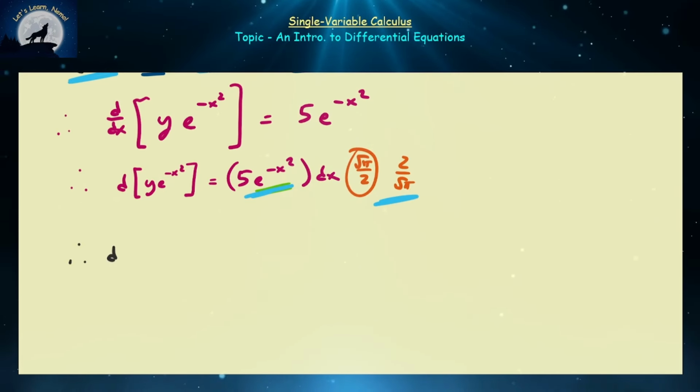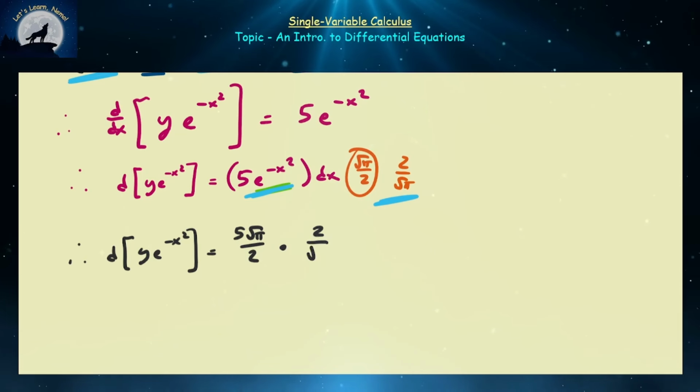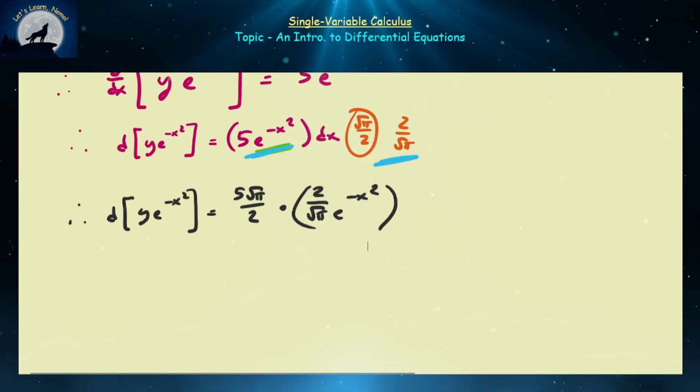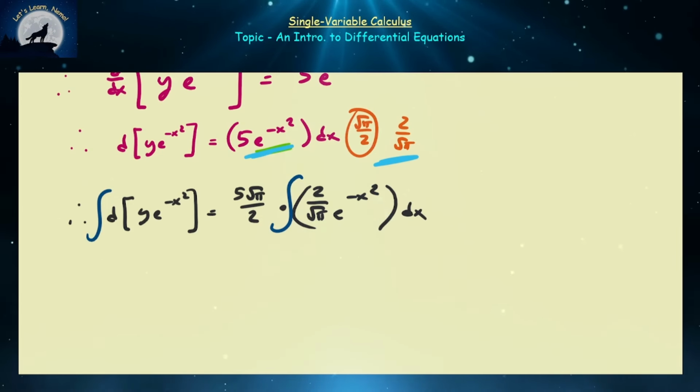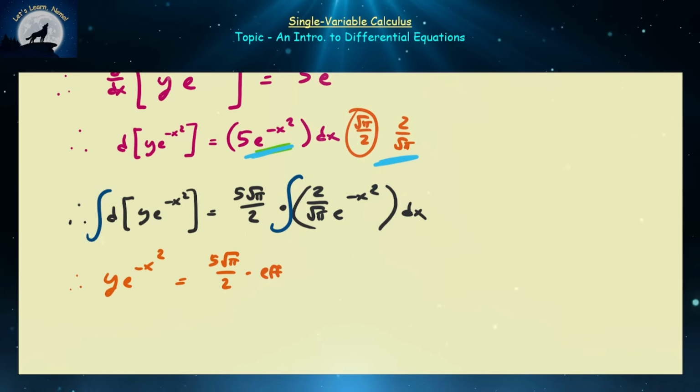So before I do that, I'm just going to write it as dy e to the minus x squared, and then we're going to have 5 square roots of pi over 2 times 2 over the square root of pi e to the minus x squared. So once I have that, I'm going to anti-differentiate both sides of this expression. And let's not forget our differential of x. So on the left-hand side, I'm going to have what? I'm going to have y e to the minus x squared. And that's going to be equal to 5 times the square root of pi divided by 2 times the error function of x, erf of x, and then let's not forget our lonely little constant plus c.